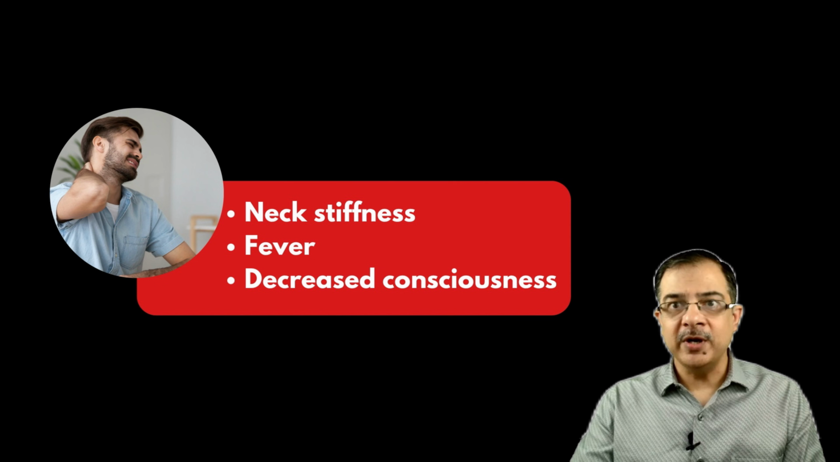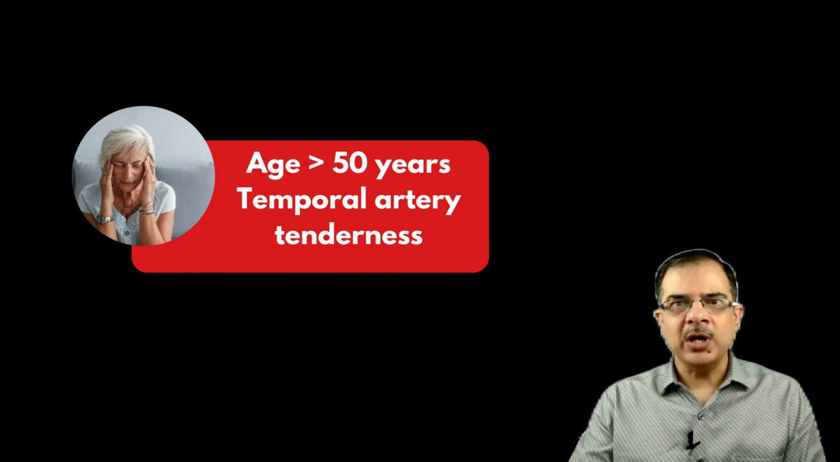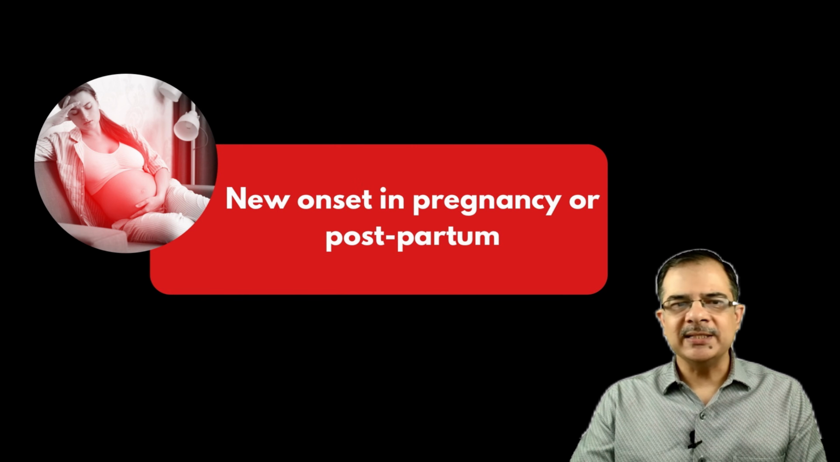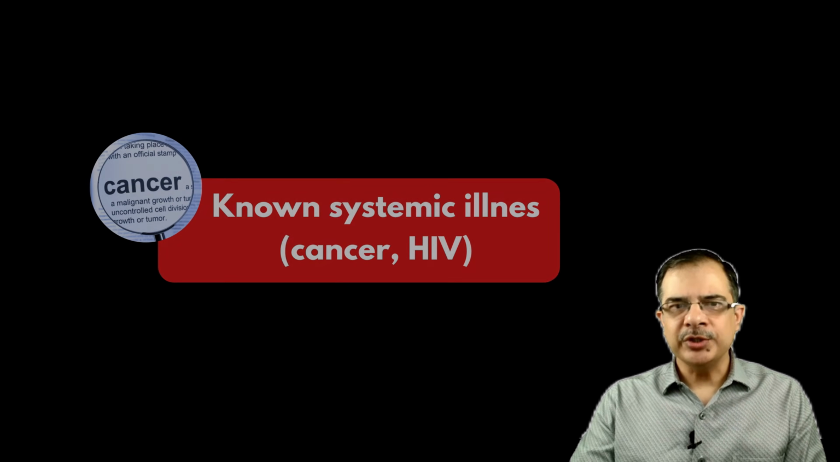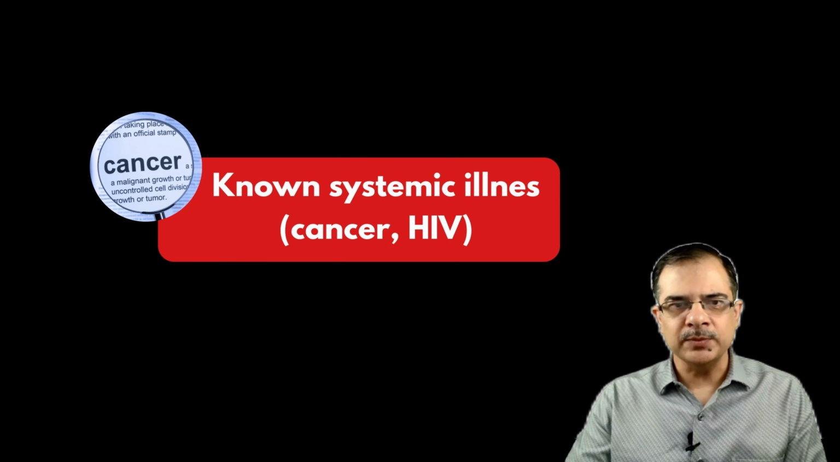Neck stiffness, fever, decreased consciousness, altered sensorium. Always suspect meningitis. Age more than 50 years, temporal artery tenderness is there, temporal arteritis. New onset in pregnancy or postpartum period is suggestive of cortical vein thrombosis. Papilledema is there, suspect mass lesions, meningitis, or pseudotumor. Known systemic illness like history of cancer or HIV, always suspect that there is some sort of metastasis or opportunistic infection in the brain like toxoplasmosis.